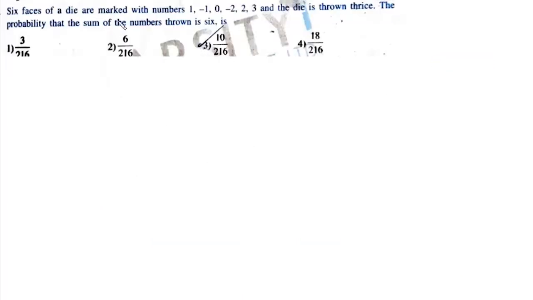Now it says 6 faces of a die are marked with numbers 1, -1, 0, -2, +2 and 3, and the die is thrown thrice. The probability that the sum of the numbers thrown is 6 is. Now we have thrown this die thrice and we have to find the combinations such that the sum of numbers is 6. So we'll get 6 when we have 3, 3 and 0. We can also get 6 when we have 2, 2 and 2, or it could be 3, 2 and 1, and there is no other combination possible.